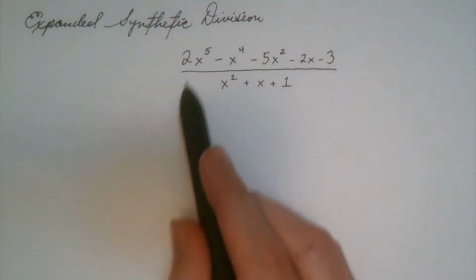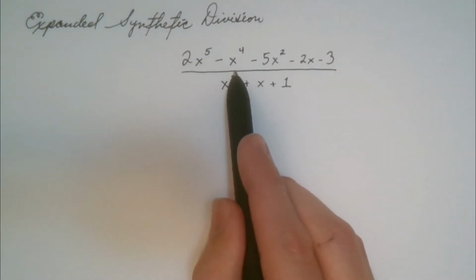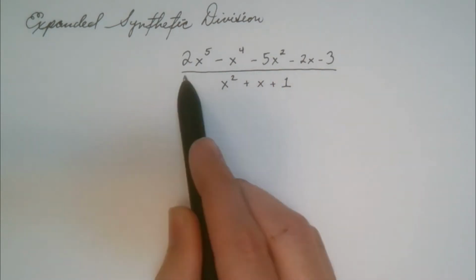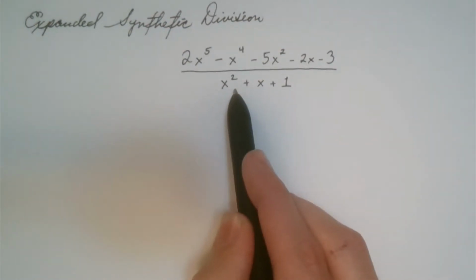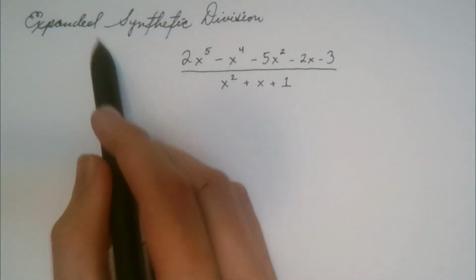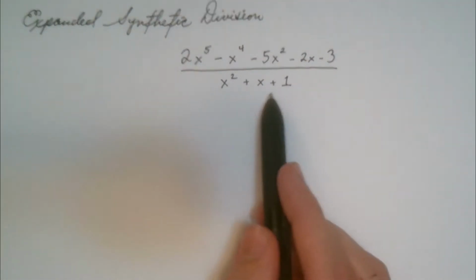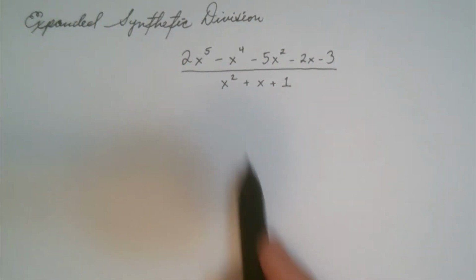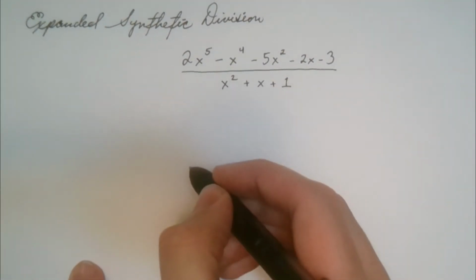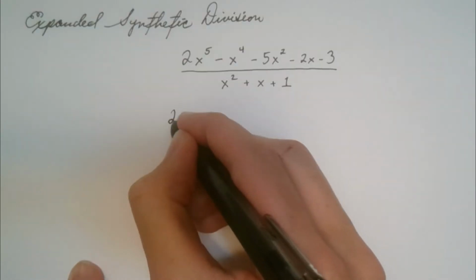So here's the problem. 2x to the fifth minus x to the fourth minus 5x squared minus 2x minus 3 divided by x squared plus x plus 1. And how do we divide this using expanded synthetic division? Teachers are going to say that you have to use long division, but no, you could use synthetic division for this. So you write out all the coefficients just like in regular synthetic division.